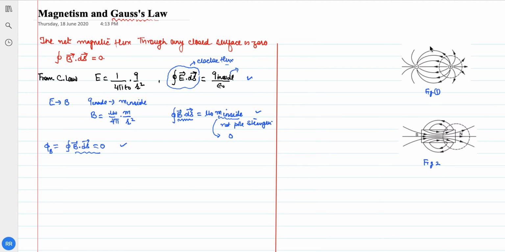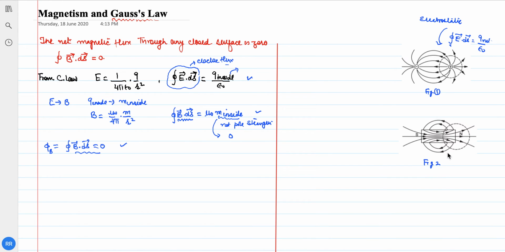See the figure carefully. This is for electrostatics. Here are two charges, a positive charge and a negative charge. See here carefully, the positive charge is the source of electric field lines. So electric field lines are emerging out from this source charge, right? So the net electric flux because of this is E dot dS is equal to Q net upon epsilon zero.